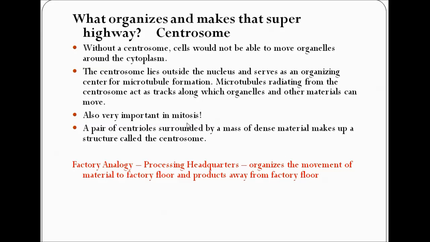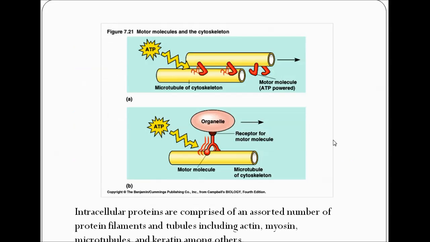And when we talk about mitosis, it's also what helps organize and make the centrioles and this whole business that divides the DNA. So let's think of that as processing headquarters, that it organizes the movement of material to the factory floor and products away from the factory floor. So intracellular proteins, so these are those microtubules I'm talking about, and they're made of actin, myosin, microtubules, and keratin. Those are the main ones. And it's actually ATP that works directly on it to bounce that organelle along. It's a chemical reaction that makes it move.